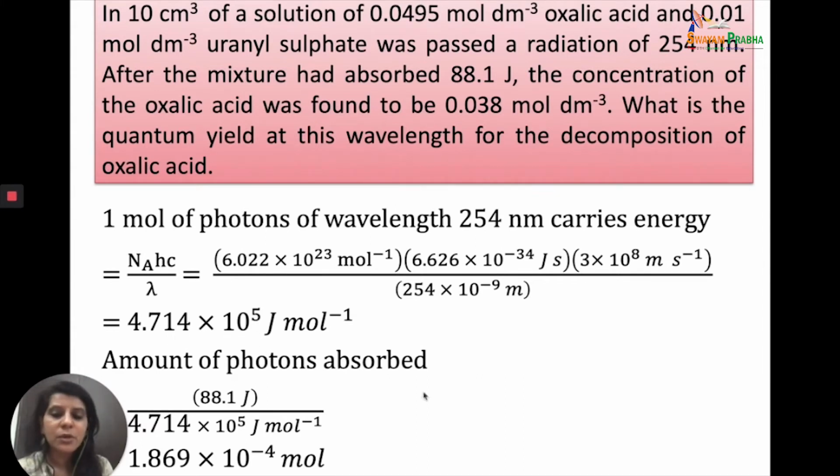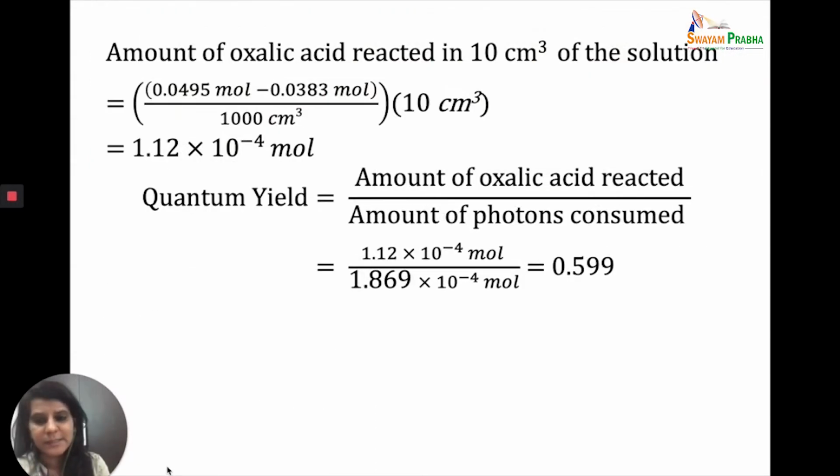joules. Now we know that the total energy that was absorbed was 88.1 joules, and you can also take a look at the units. So this is joules and this is joules per mole. So if you divide joules by joules per mole, you will get the number of photons that have been absorbed. So you divide 88.1 joules by 4.714 into 10 to the power 5 joules per mole, and you get the number of moles of photons that have been absorbed by the system.